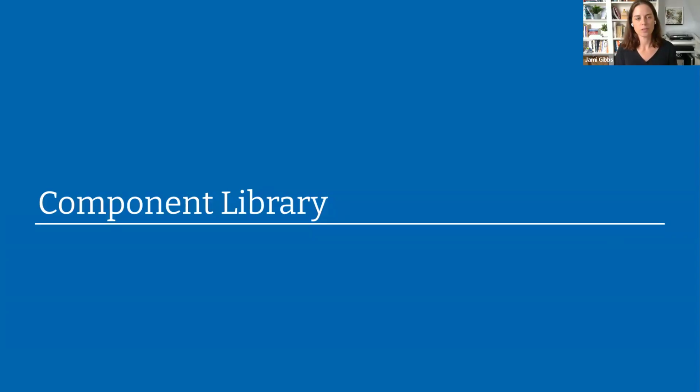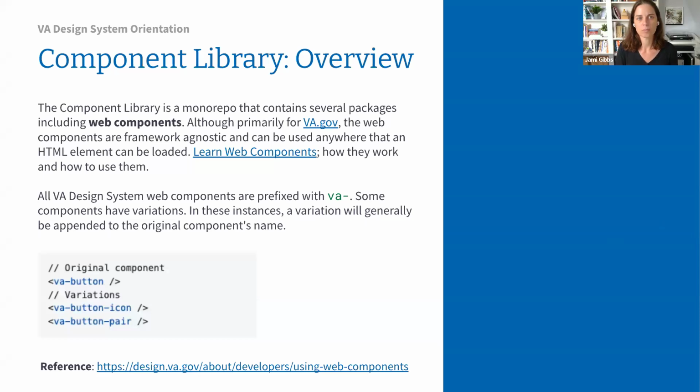So leaving the CSS library, let's now move on to the component library. The component library is essentially a monorepo, but it contains several packages that include web components. It's primarily for VA.gov, but web components are framework agnostic, so they can be used anywhere that an HTML element can be used. VA.gov, CodePens, Angular applications, they can be used just about anywhere.